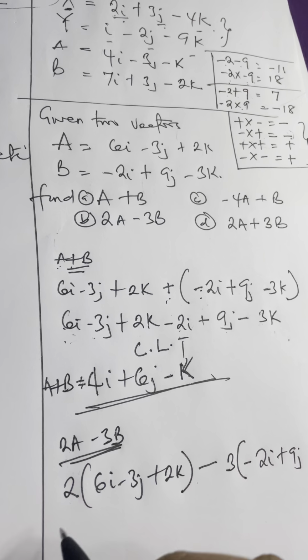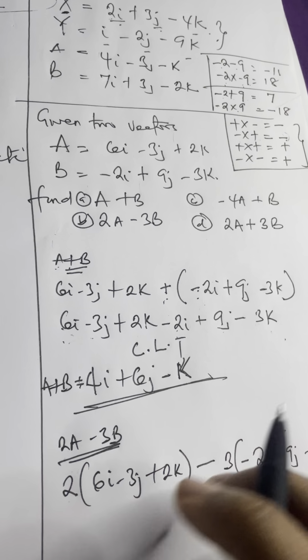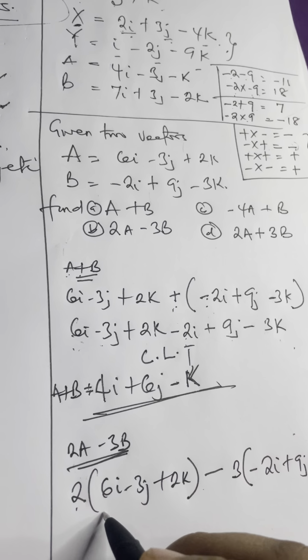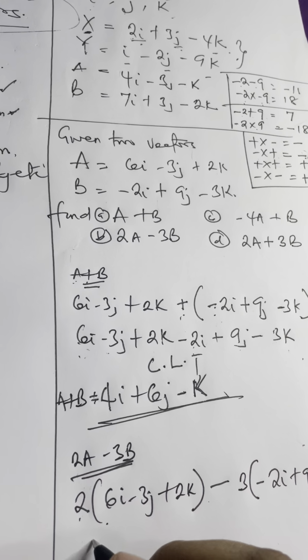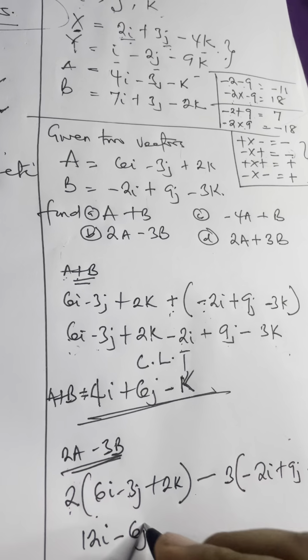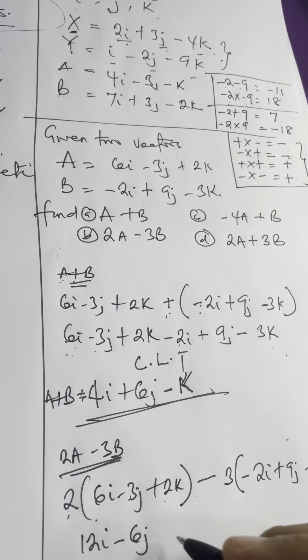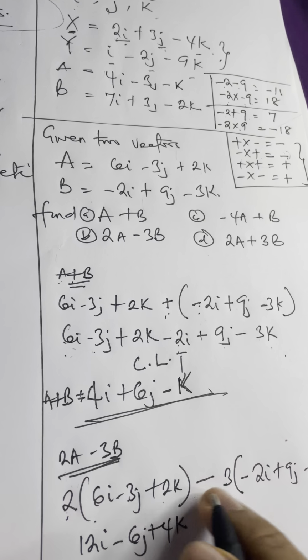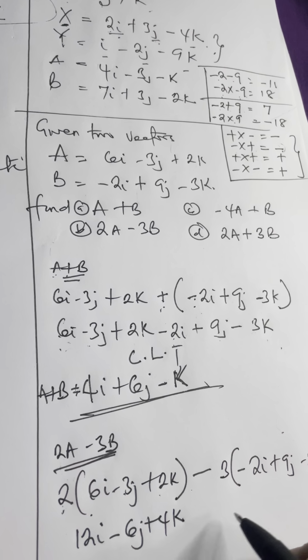Very simple. Before you even do the addition and collecting of like terms, this will be 2 times 6i, which gives us 12i. 2 times minus 3 gives us minus 6j. 2 times plus 2 gives us plus 4k. Then you come here and do the same thing.